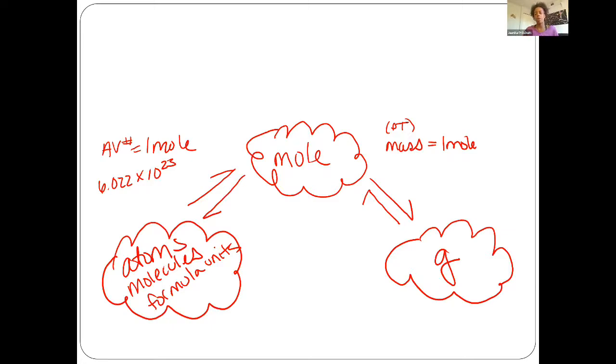Just like before, you notice I did not draw an arrow between grams and atoms or grams and molecules or grams and formula units because I cannot do that in a direct step. I have to go from grams to moles, then moles to the respective unit. Okay, so keep this in mind as we approach these next few problems.